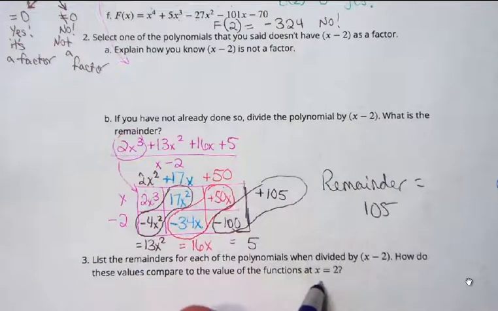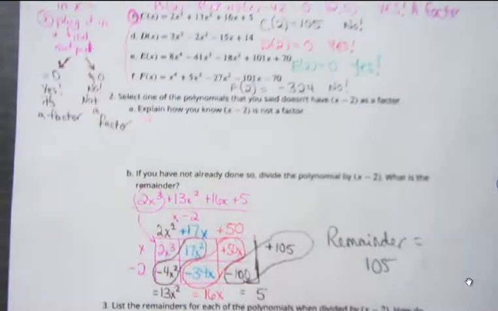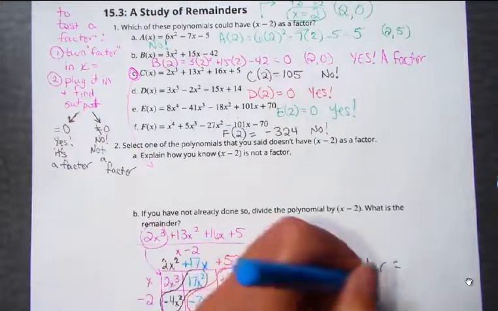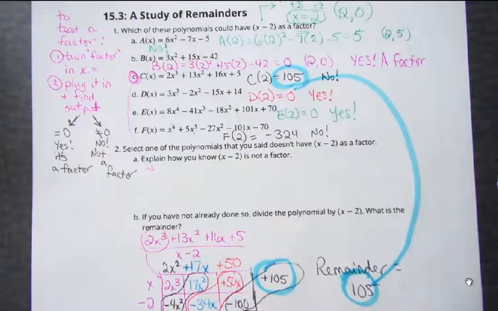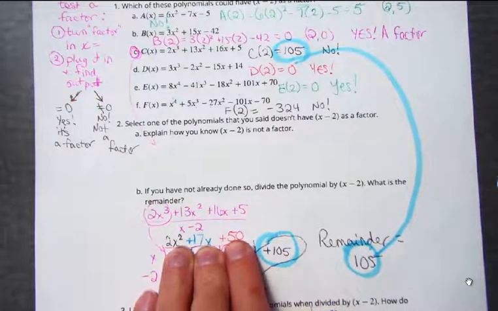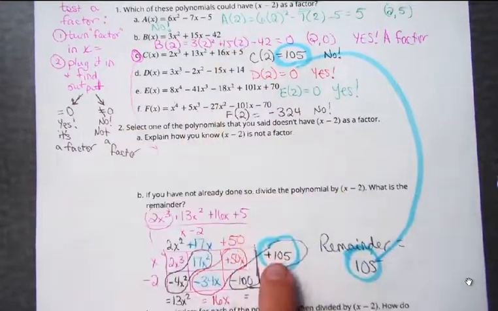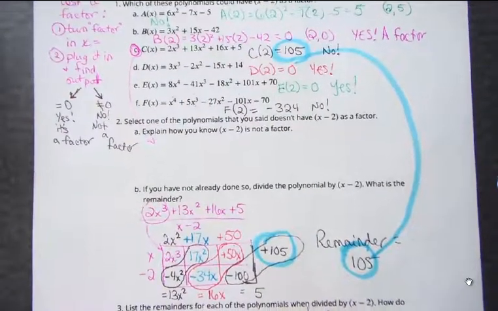And then our next question says, how do the values compare with our functions when x equals 2? That is asking me to make this connection right here. That this remainder, when I did the polynomial division, is the same as the output that I did up above. So if I need the whole result, I'm going to have to do polynomial division. If I need to know whether it's just a factor or not, or I just need the remainder, I could just turn it into an x value, plug it in, and find out the output.